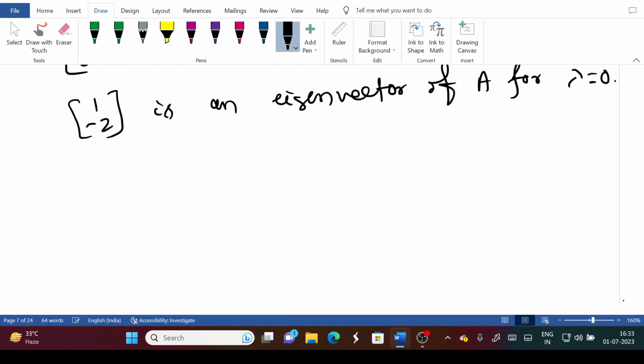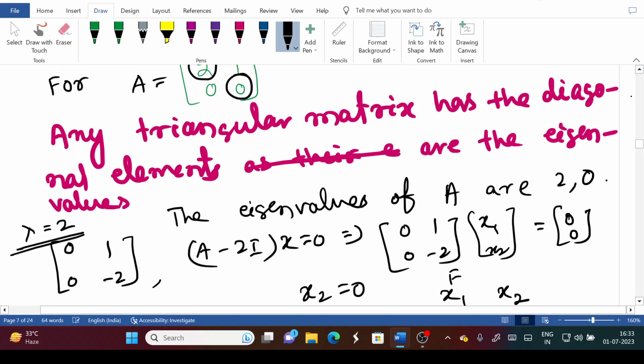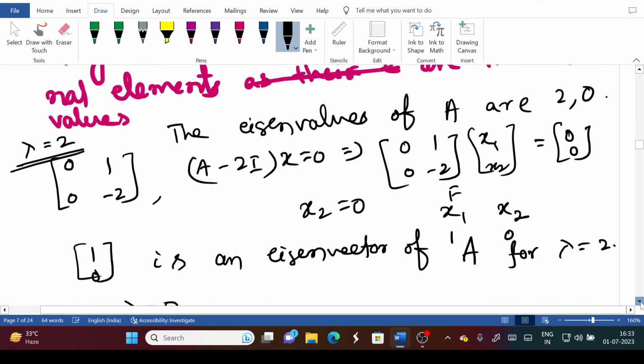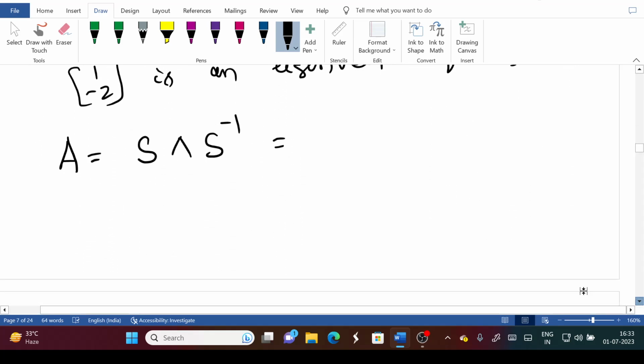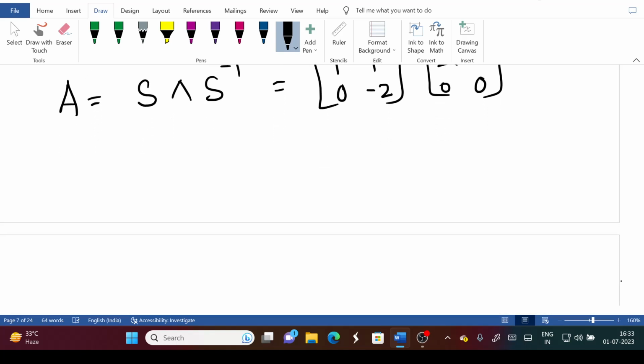So what should I do? A is equal to the eigenvalue factorization, S lambda S inverse. What about my S? It is the eigenvectors, (1, 0) and (1, -2), into lambda, which is 2, 0, and the rest all elements are 0, into its inverse. What is S inverse? What's the determinant here? 1 by 2.